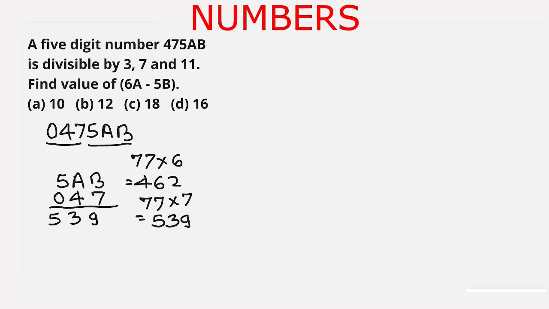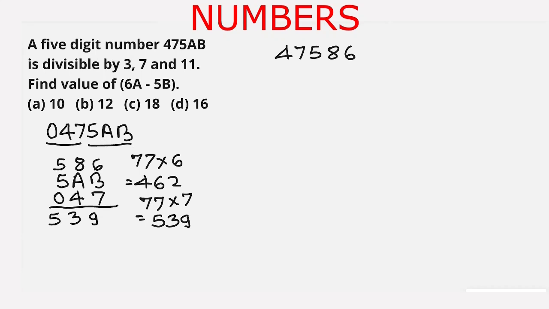9 plus 7 is 16, we carry 1. 3 plus 1 is 4. 4 plus 4 is 8. And 5 plus 0 is 5. So the number becomes 47586. Now we will check the divisibility of this number by 3.